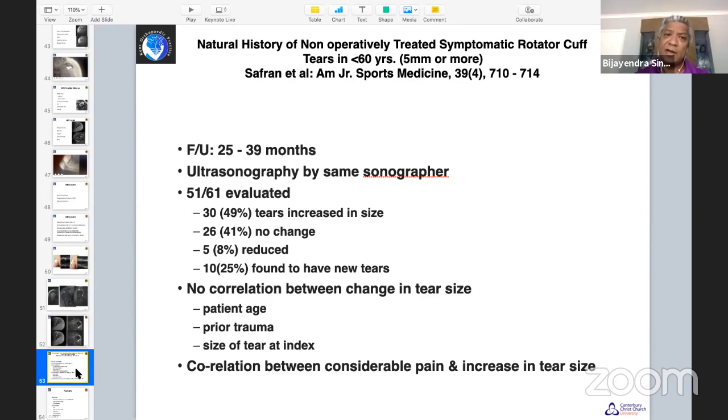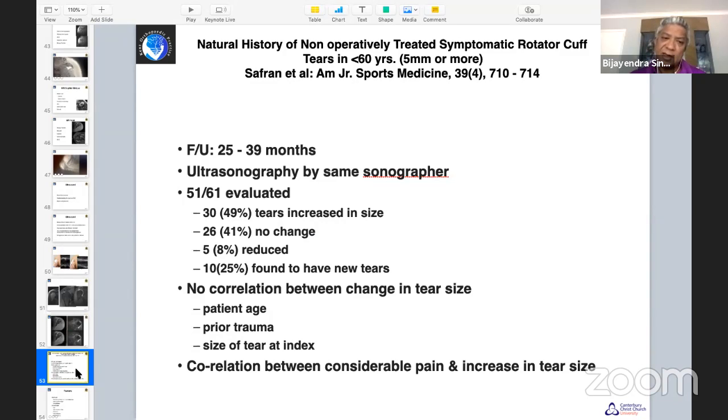They followed up for at least 2 years or longer, and the ultrasonography was done by the same sonographer. They had 51 out of the 61 patients return. They showed about 50% increase in size, and nearly similar numbers did not show any change. And also a quarter of them were found to have new tears. It's interesting to see that they did not find any correlation between the change in tear size and patient age, previous injury, or the size of the tear.